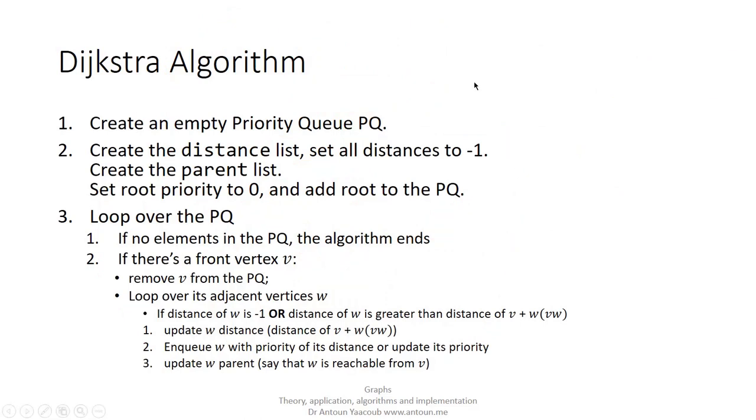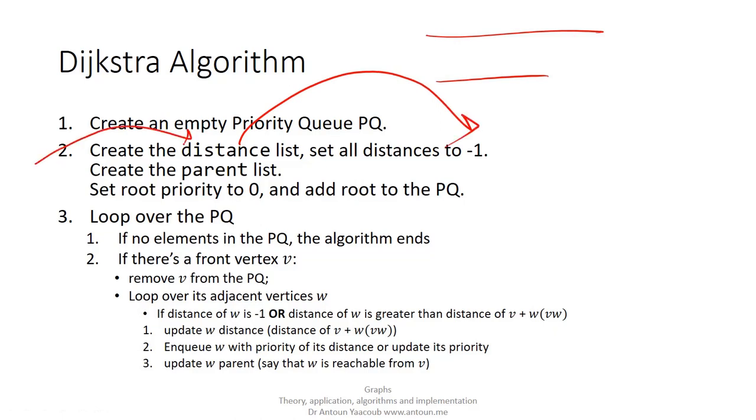In order to solve the SSSP problem on a weighted graph, we will create an empty priority queue. At first it is empty, and all distances are equal to -1. We have a distance list, and we have a parent list, because at the end I need to find the path. So I need a parent list, to know where I came from, in order to retrieve the path. We will place the root priority to 0.